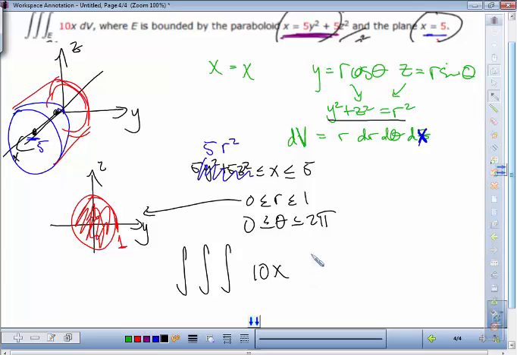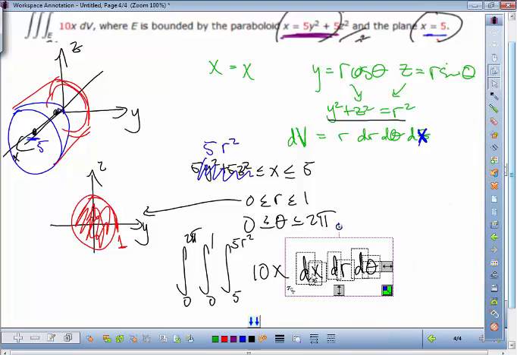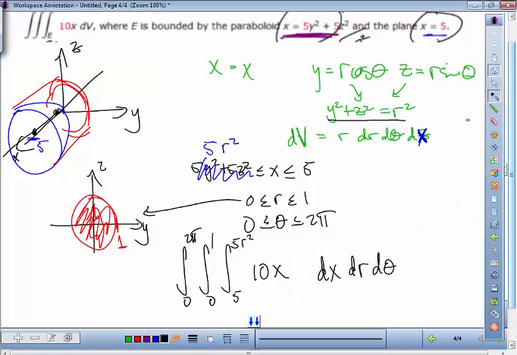And then our d's x first. Our x goes from 5 to 5r squared. And then our r and theta go from 0 to 1 and 0 to 2 pi. I'm missing something. R. Would the lower limit be 5r squared?